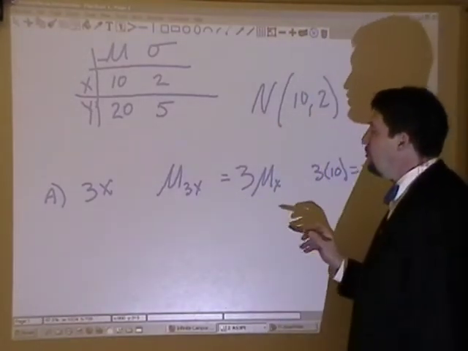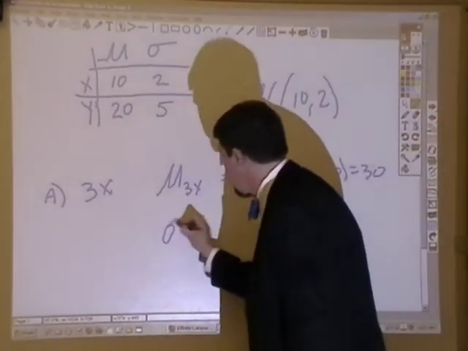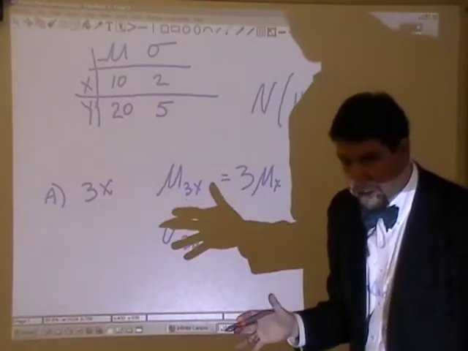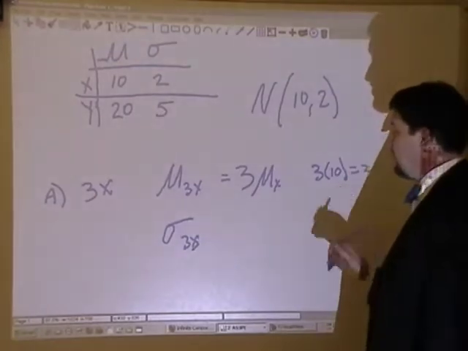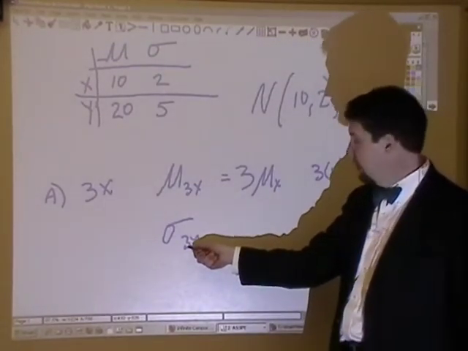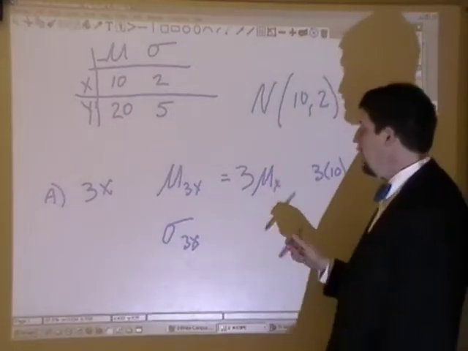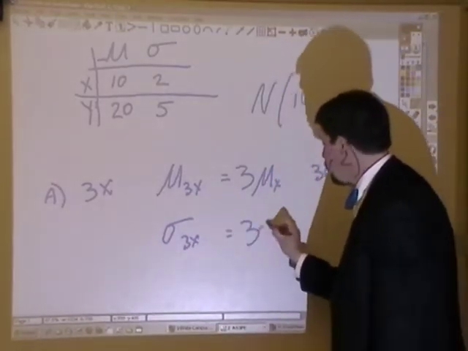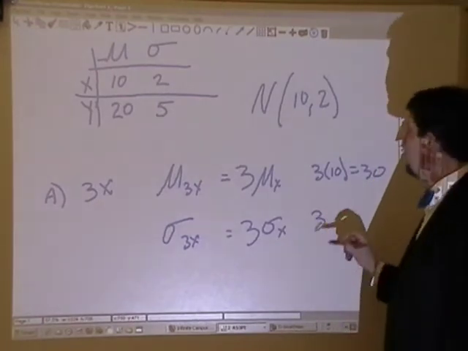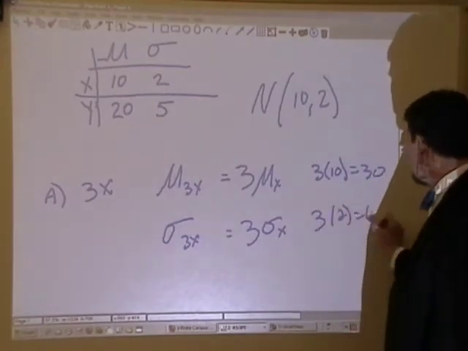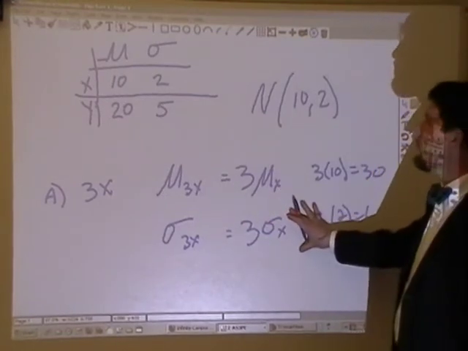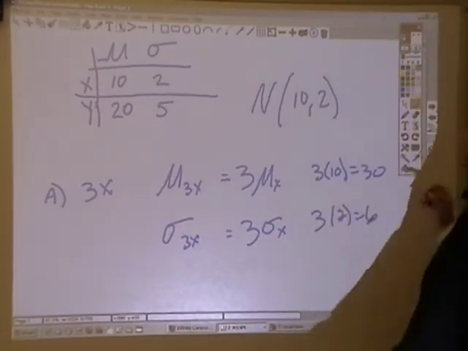The other thing we need to do is find the standard deviation. So I would write the standard deviation of 3 times the random variable x, or 3 times the distribution of x. Is the standard deviation affected by this multiplier? Yes, the standard deviation is affected by the multiplier. So this is 3 times the standard deviation of x, or 3 times 2, which is 6. We've done this before, and that makes it really convenient.